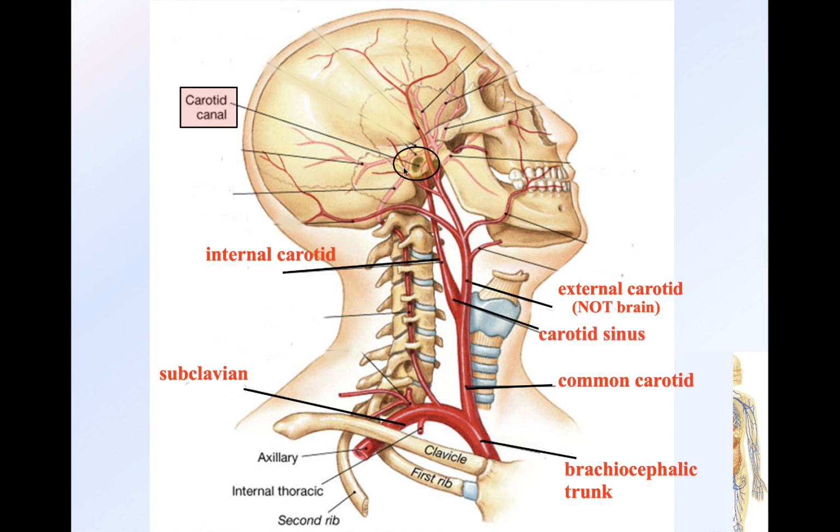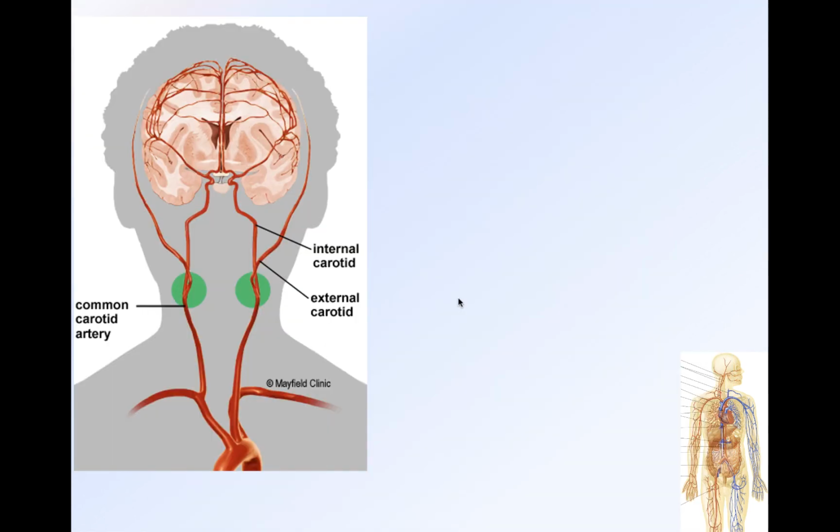The other thing I'll point out to you here is the carotid sinus. Again, there are baroreceptors in here that are sensitive to changes in blood pressure, and we also have chemoreceptors that are sensitive to changes in blood chemistry. Here's another depiction showing you the common carotid, right and left. And again, the right is coming off the brachiocephalic trunk, and the left is coming off the aortic arch.